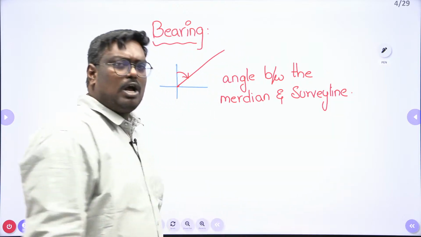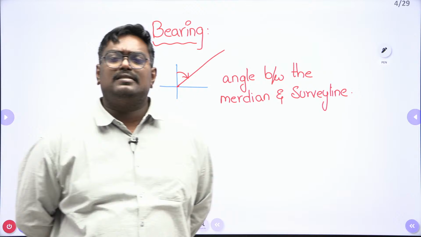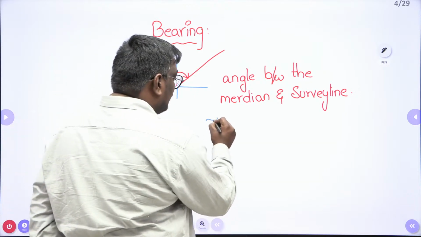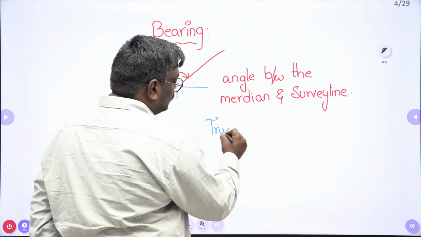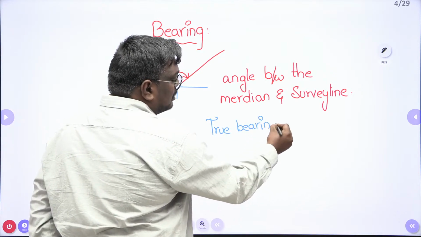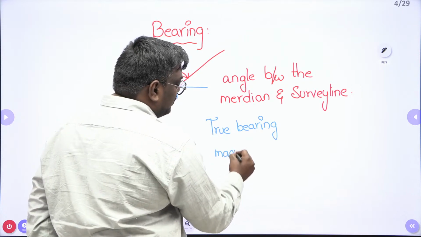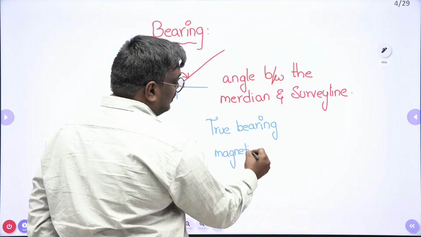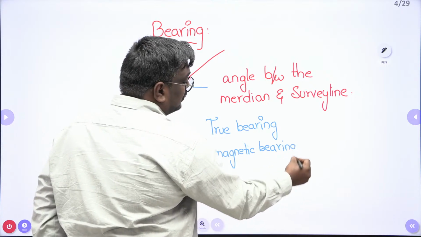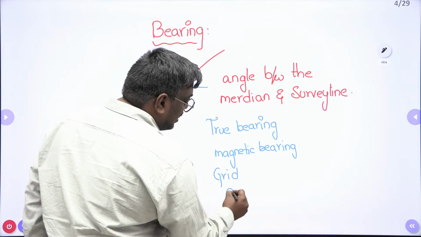Now when I talk about bearing, my dear students, we have different types of bearings. One is the true bearing, next is the magnetic bearing, then the grid bearing, and also we have the arbitrary bearing.